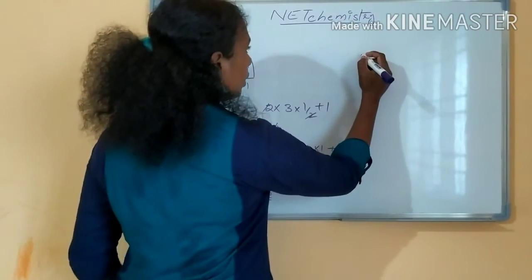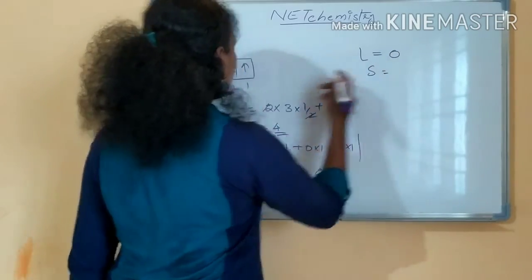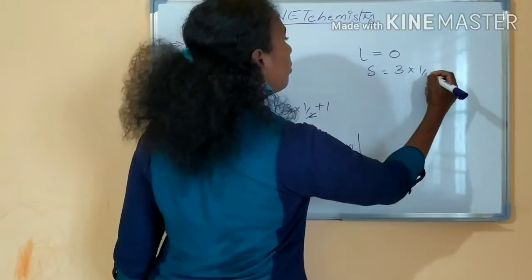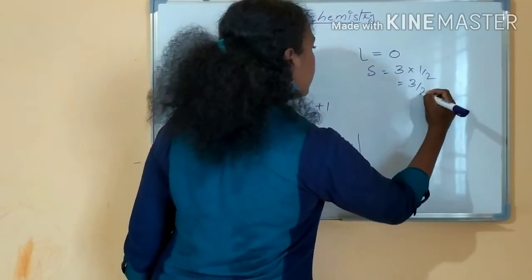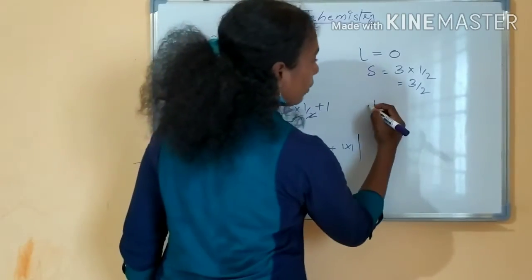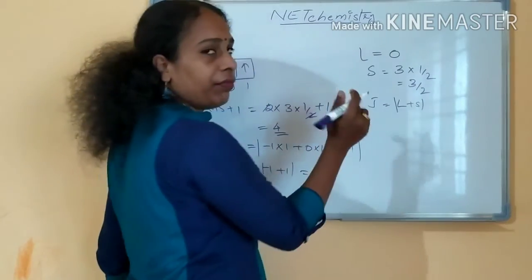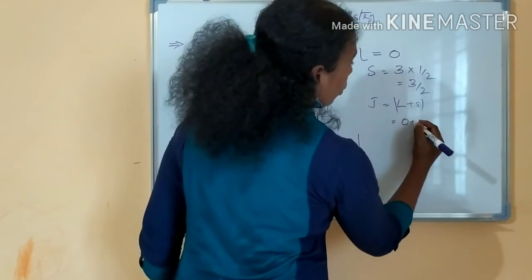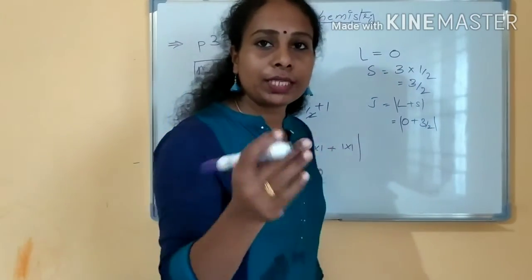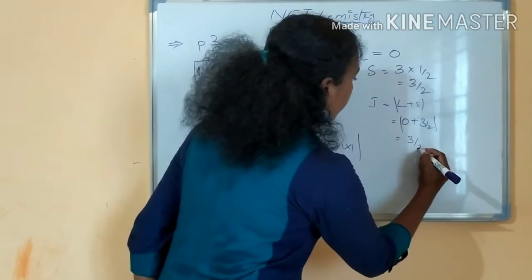Now you have to find out the J value. To find out the J value, L equal to 0. S is equal to what? S is equal to 3 electrons you are having, 3 into each is having 1 by 2 spin, right? So you will be getting 3 by 2. L is equal to 0 and S equal to 3 by 2. So you have to calculate the J value. J value is L plus S to L minus S. So L value is equal to 0. 0 plus 3 by 2, right? 0 minus 3 by 2 also, 0 plus 3 by 2, you will be getting the same 3 by 2 only. So J value is equal to 3 by 2.